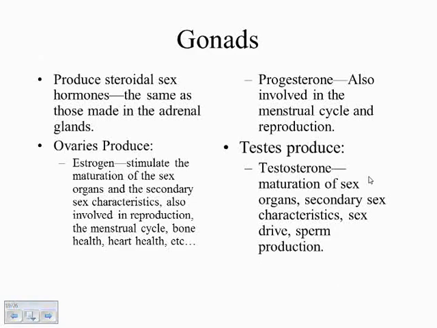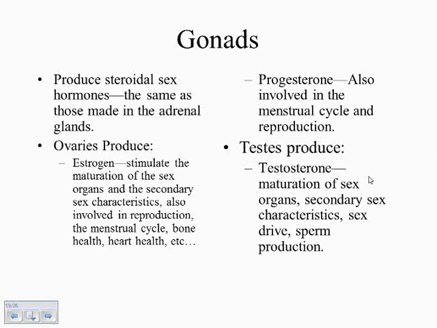All right, we'll end up with the gonads here. The gonads are the ovaries and the testes, obviously. They make steroids. Ovaries produce estrogen and progesterone. Those are the two main hormones made by the ovaries, estrogen and progesterone.